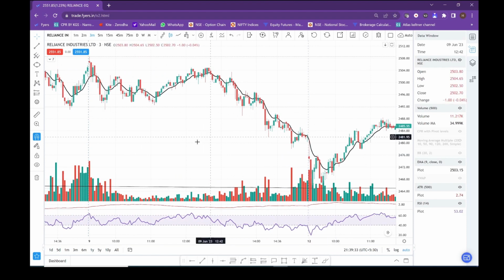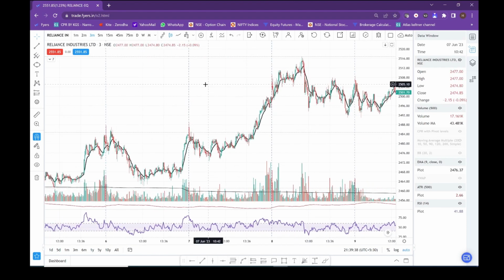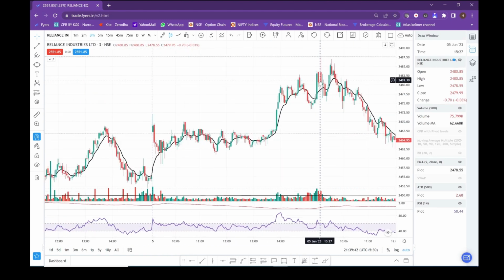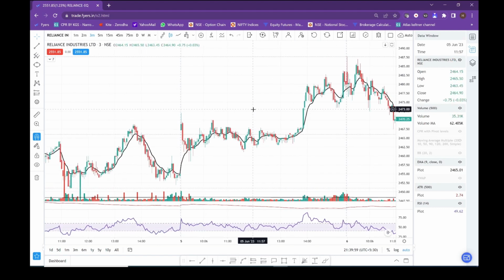Let me spot another one. See here, there is trading activity, but the candle closed above this trading activity, so we can consider this momentum candle and we can trade at this place. This is what I was meaning to say.